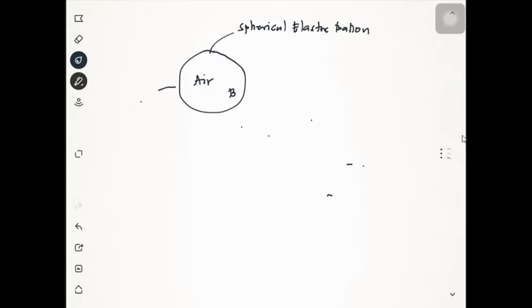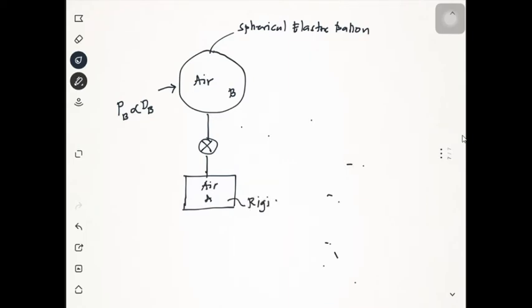your spherical balloon has a relation that P, the pressure at B, is directly proportional to the diameter of your balloon. Then you have a valve here. This is your air here, your tank A. For example, this is a rigid tank.